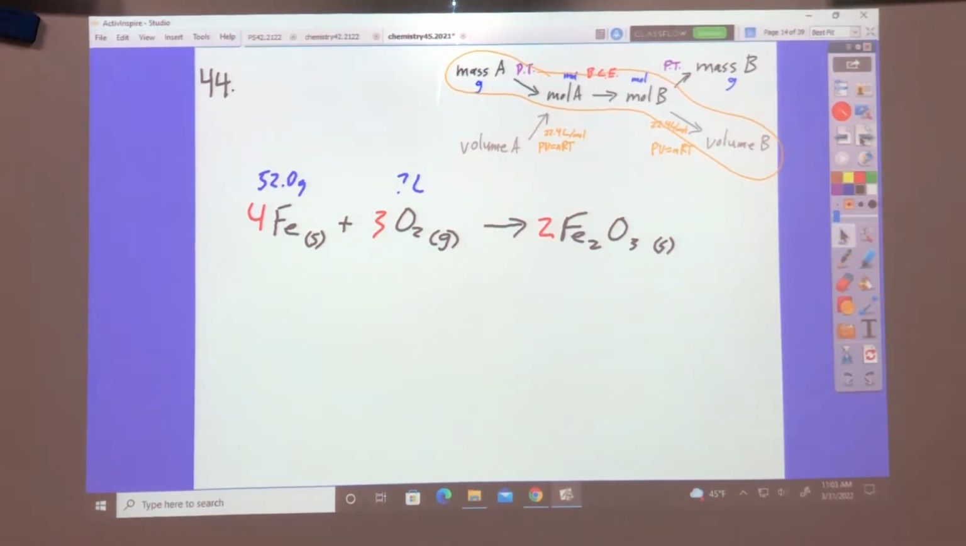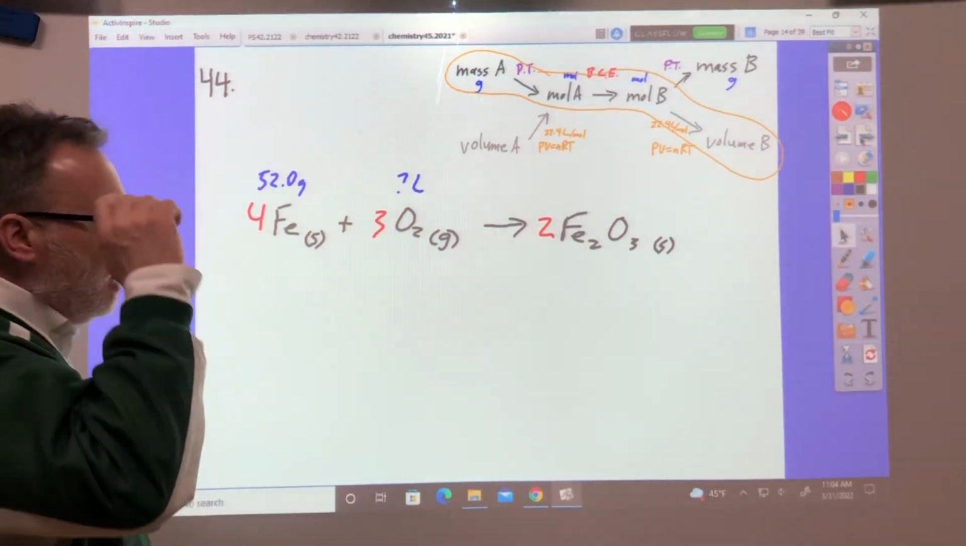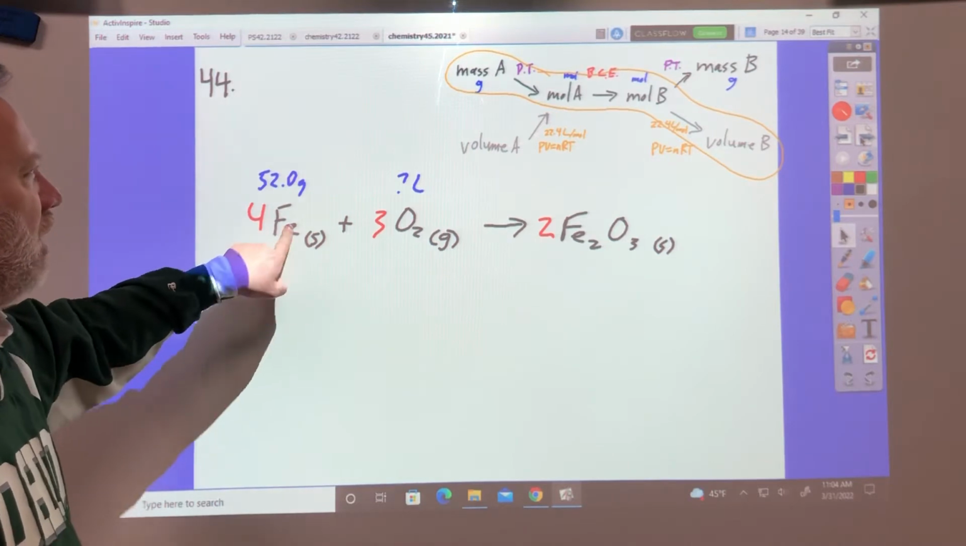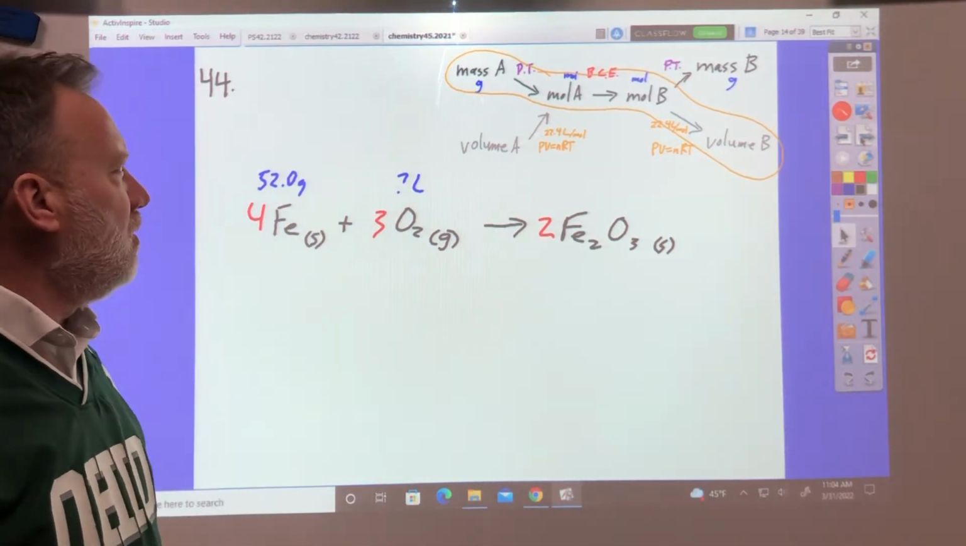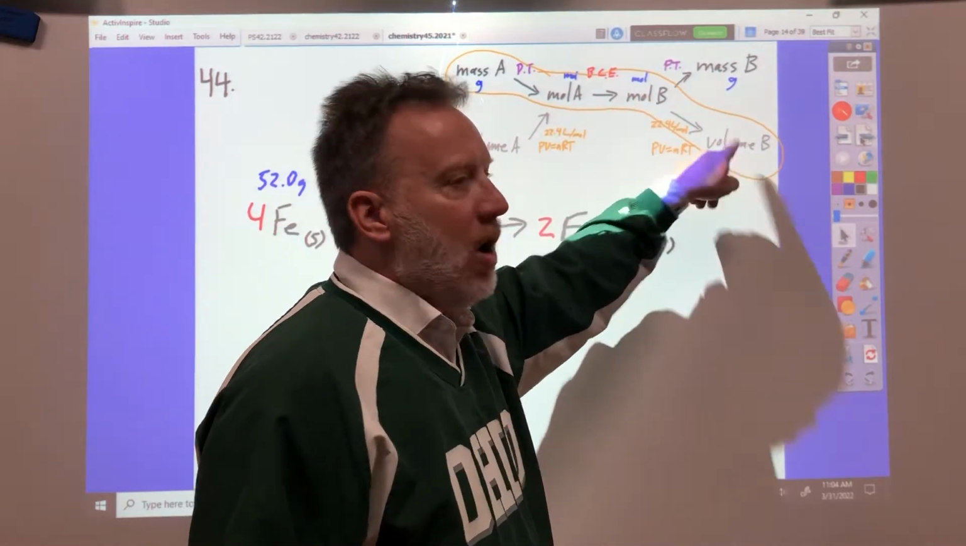Okay, I'm going to go a little quicker on these next ones. 44, when iron rusts, it goes to reaction with oxygen to form iron 3 oxide. And you have 4 iron, 3 oxygen, 2 iron 3 oxide. And you have 52 grams of iron, and we want to know how many liters of oxygen. So that is grams to moles to volume.